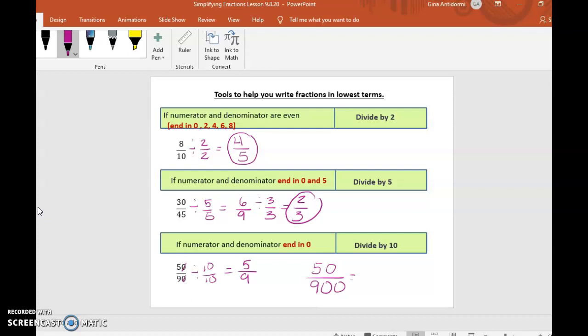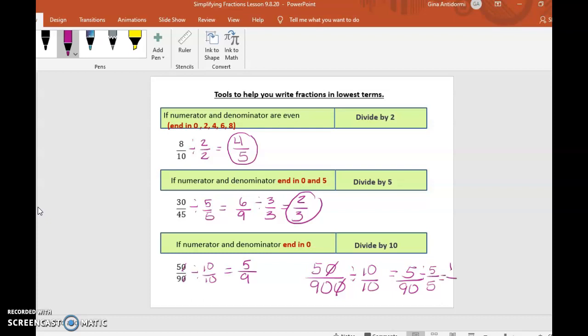Another quick example of that, if it was 50/900, I can divide by 10 also. Anytime you're dividing by 10, you're taking away a 0. So if I divide this by 10, I get 5. And if I divide this by 10, I get 90. And then I see here 5/90, I can divide by 5 because one ends in a 5 and one ends in a 0. And we get 1.